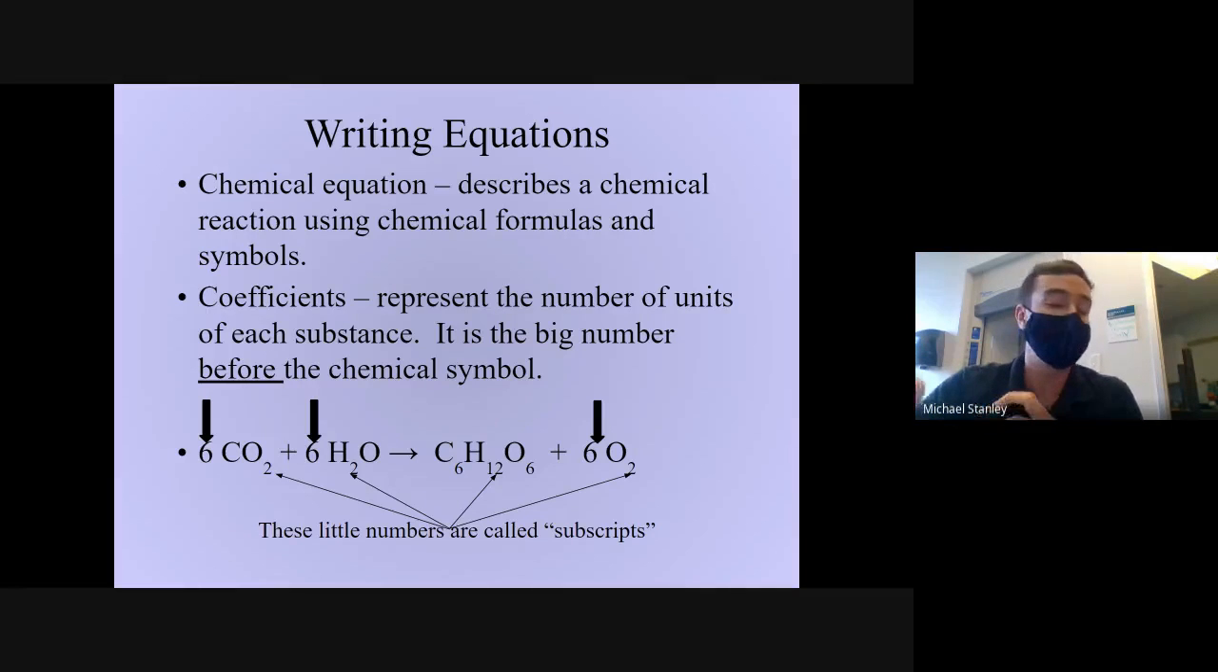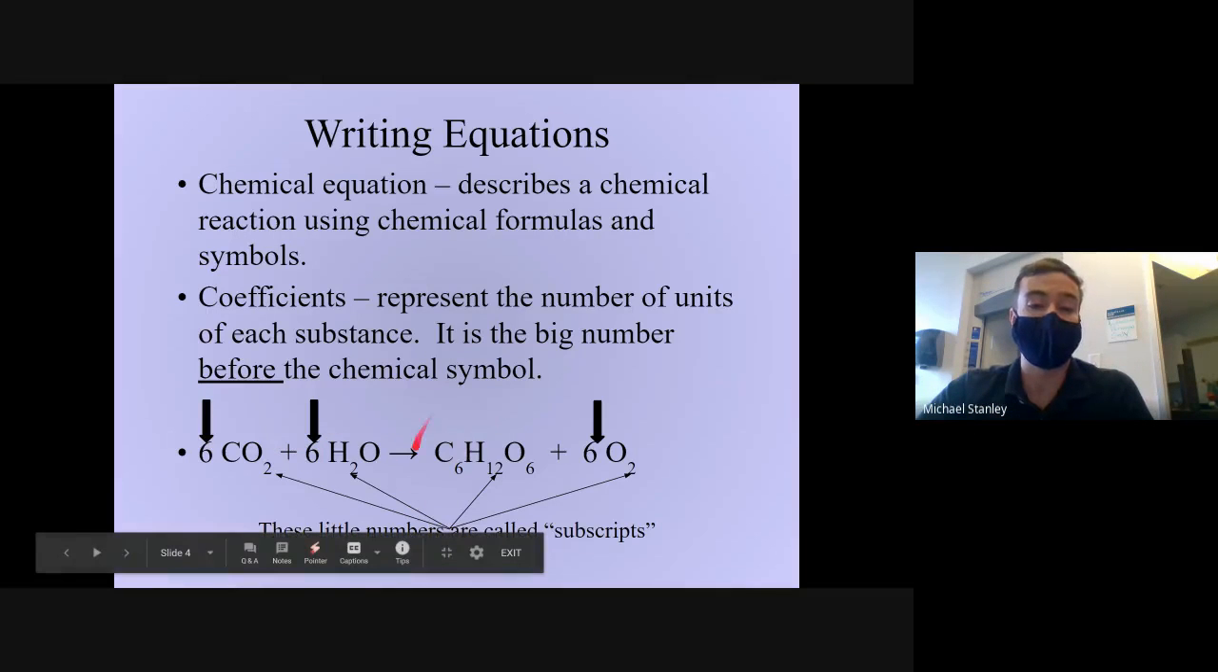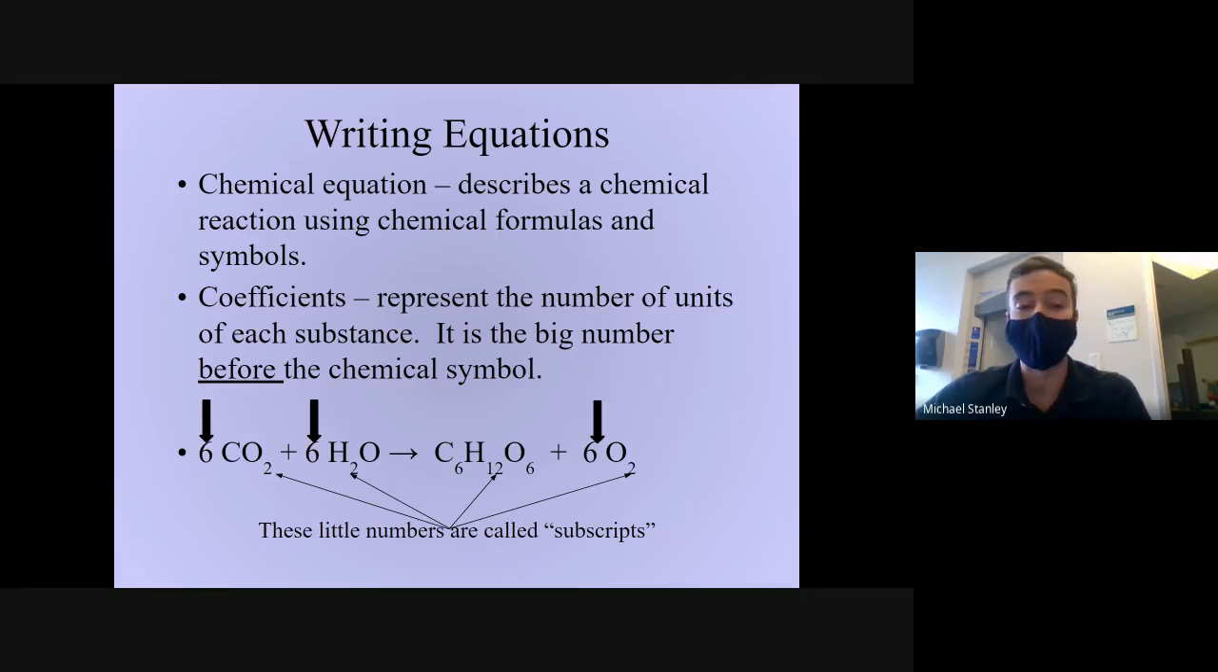Some of them might be a 2. Some could be a 4 or a 3. Some of them won't change, and we'll just leave it with no coefficient because we only need the one molecule. But correct, they do not all have to be 6 all the time. The coefficients can be different. It just depends on the chemical equation you're working with. All right, great question. Thanks for helping me point that out. Any other questions about any of these equations before we get into actually balancing them?